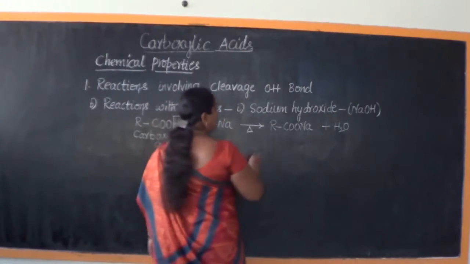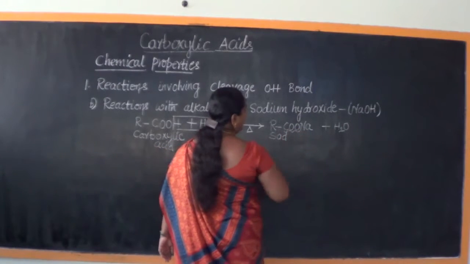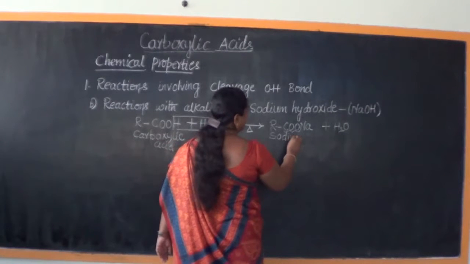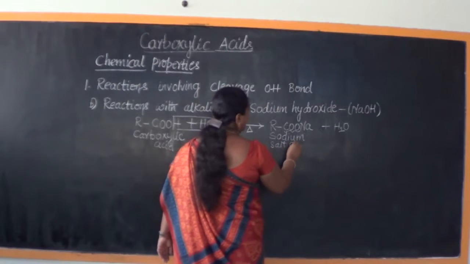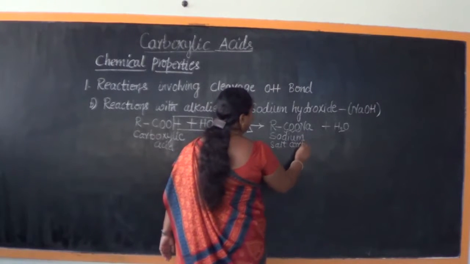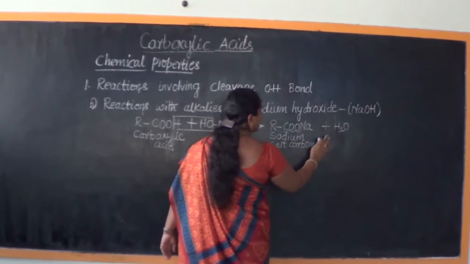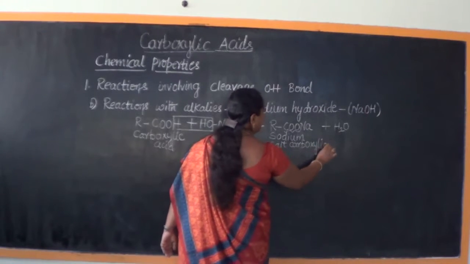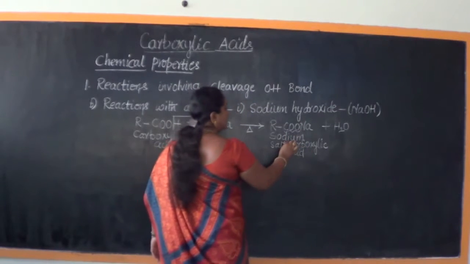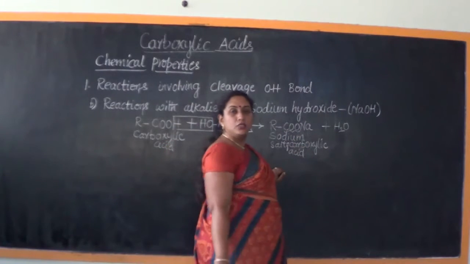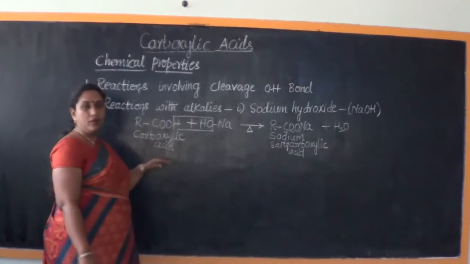What would be the name of this salt? COO is there, so it is an ester. So we call it the sodium salt of carboxylic acid, or else we can call it sodium carboxylate. Now this was a general reaction.